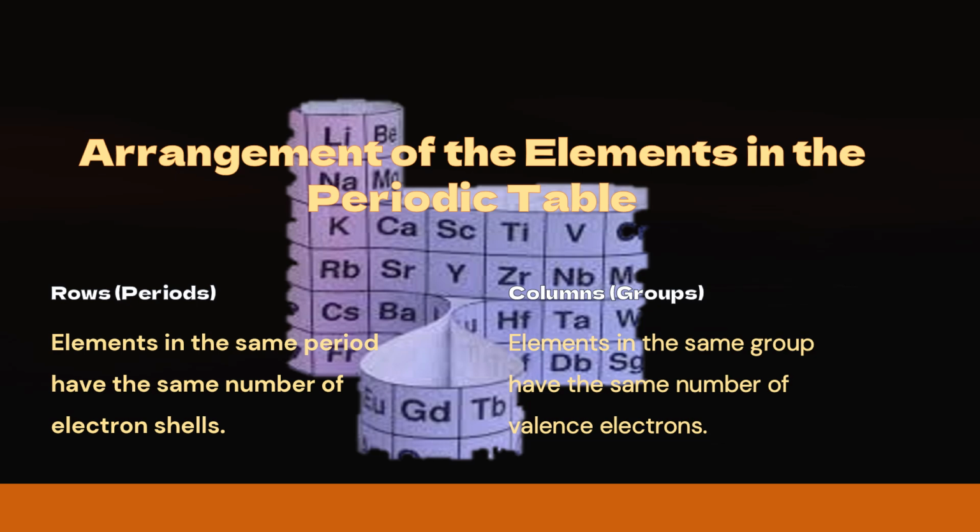Columns or groups. Elements in the same column or group have the same number of valence electrons, those outermost electrons that determine an element's reactivity. That's why elements in the same group have similar chemical properties.